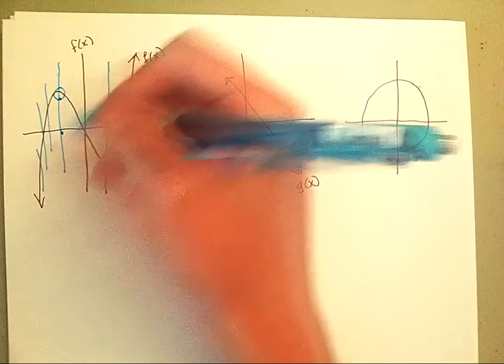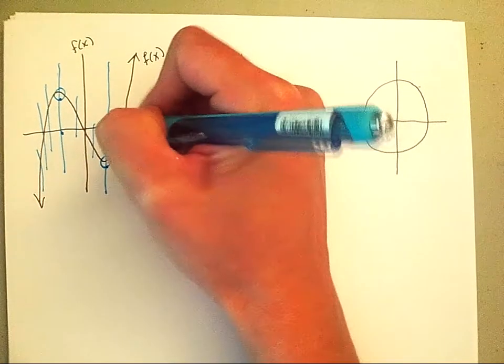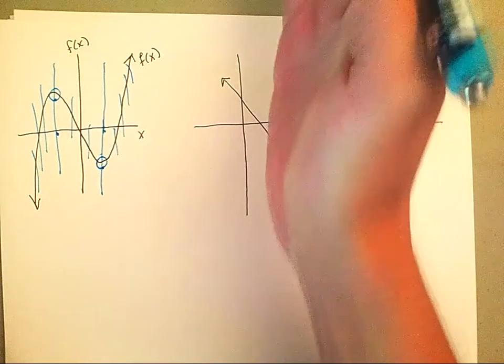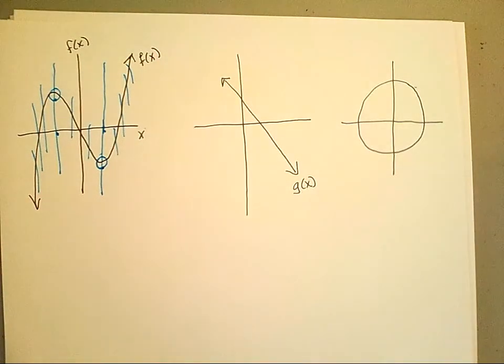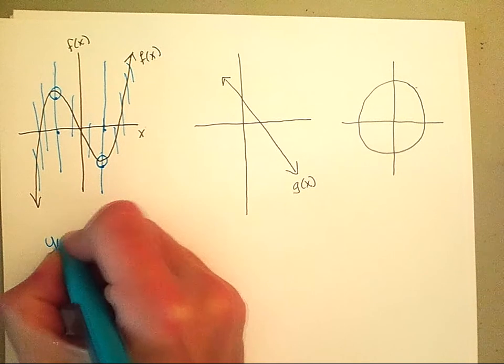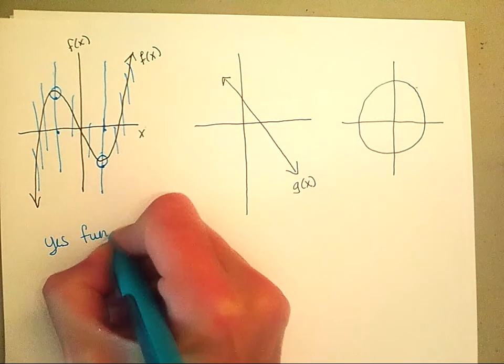And I could do this for the rest of them, and they would only cut once. Remember, these arrows are indicating that they're going off to infinity. So by the vertical line test, I can say, yes, this is a function.